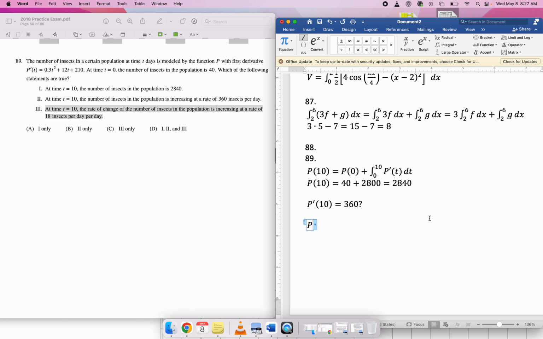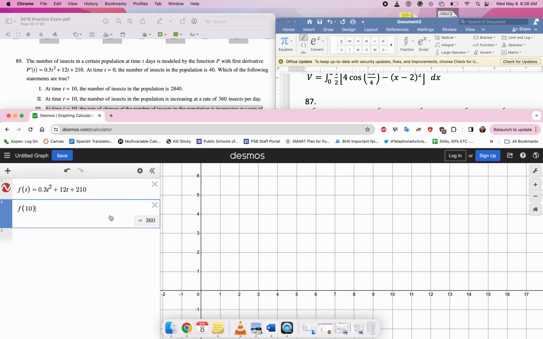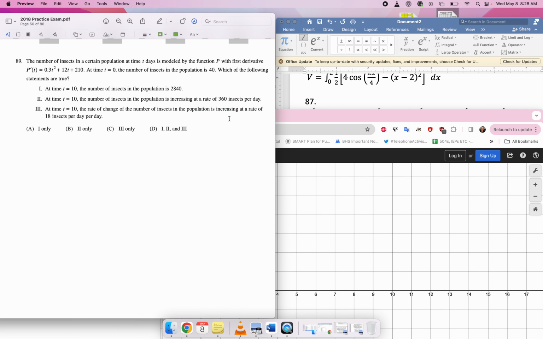Well, p double prime, you can compute p double prime of t, right, and plug in 10. You can, but like you've probably already got this function plugged into your calculator. So it's real easy to just find the derivative, like, numerically. So this thing here, that's already p prime. So p double prime would be this guy, 18. Yep, that checks out. So it's all 3. So it's D.